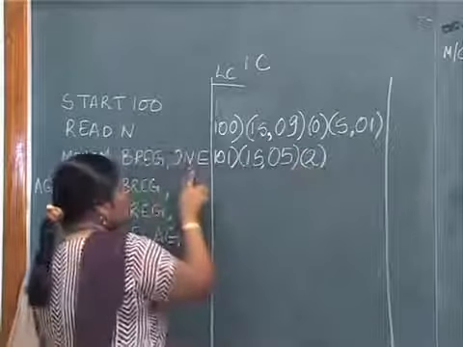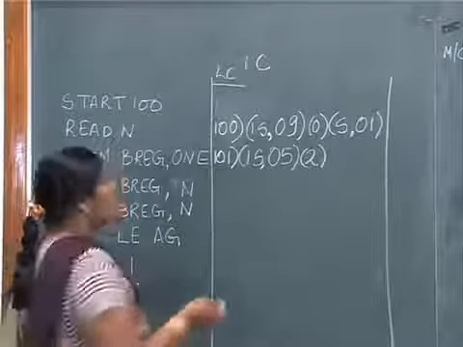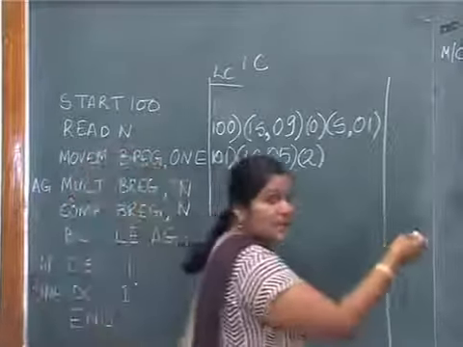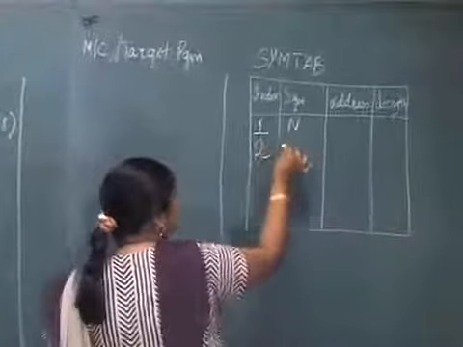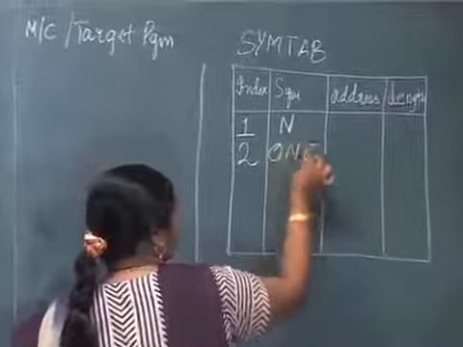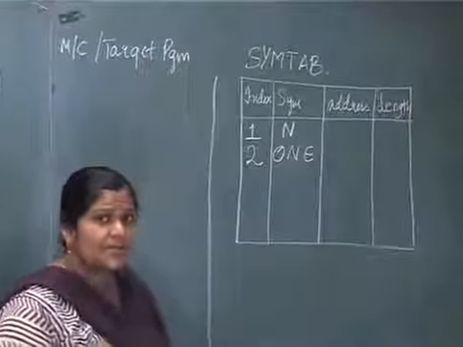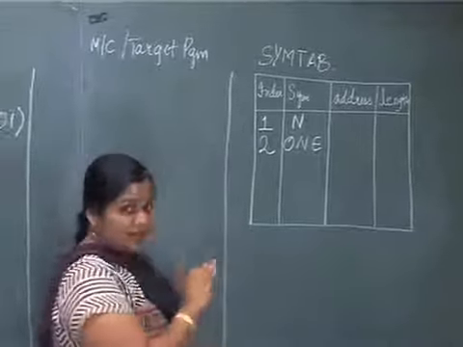Okay, now for N, we have encountered another symbol in our program. This has not yet been defined, but it has been used. So what we have to do is place it into the symbol table at the second position and we will write N. We cannot write the address or the length because the symbol has been used, but it has not yet been defined.